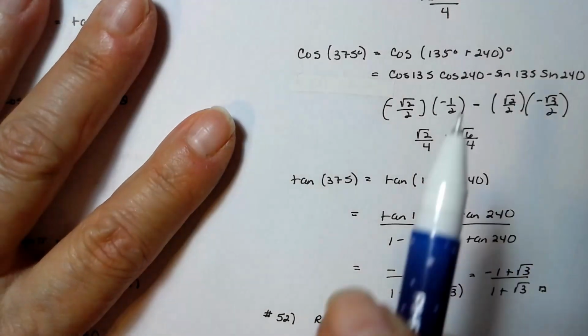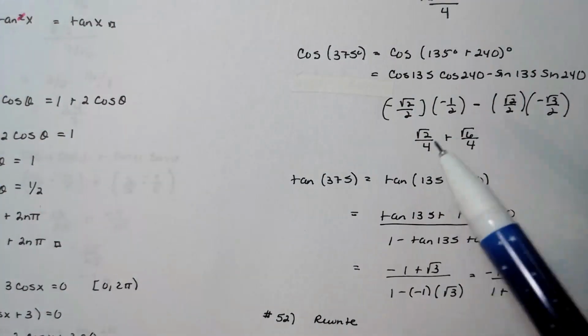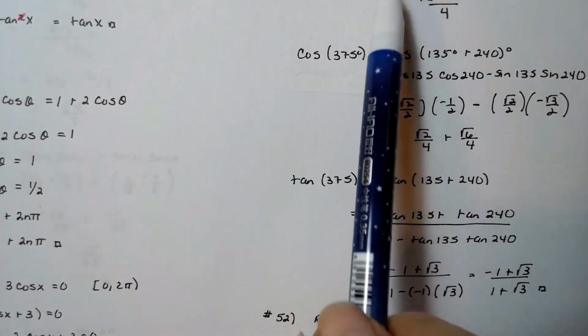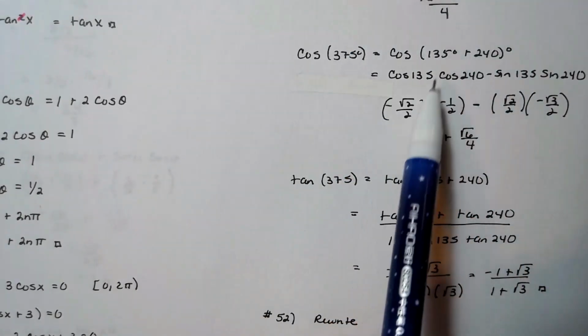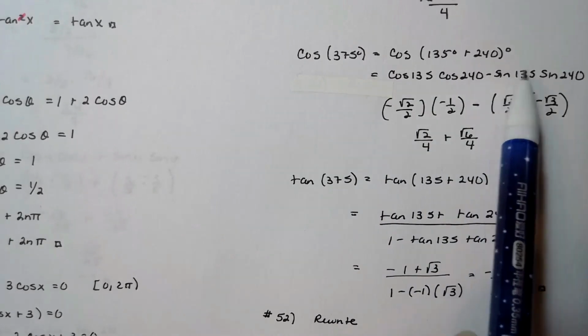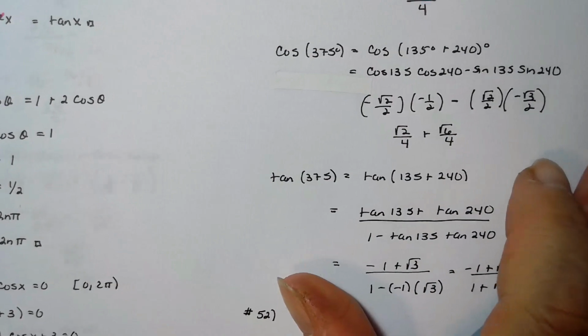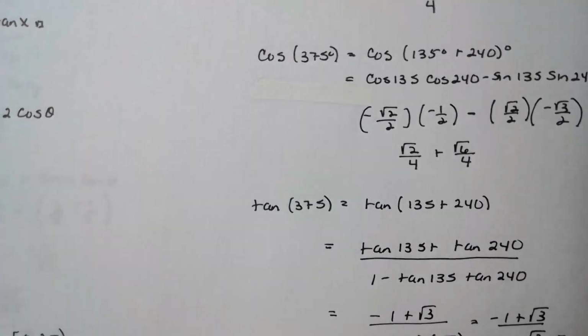Okay, here's another one. The cosine, right? So now I have to do the cosine of 135 plus 240. Well, that's cosine, cosine, sine, sine. And if this is plus in here, then we have a minus here. And again, you will have a formula sheet for that.